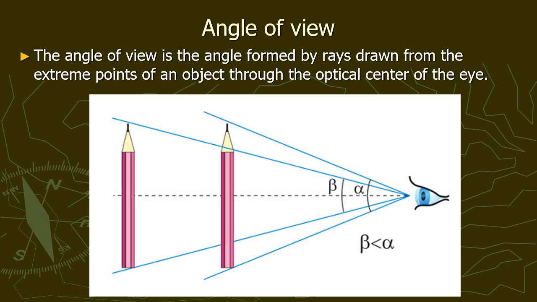In addition, in order to evaluate visual acuity, we use such a concept as the angle of view. In general, there is the concept of the minimum angle of view used to assess visual acuity. But the general concept of the angle of view is the angle formed by rays drawn from the extreme points of the object through the optical center of the eye. We have just shown here an object at different distances, and we conduct rays through the extreme points of this object and the optical center, and we can evaluate the angle at which we see this object.